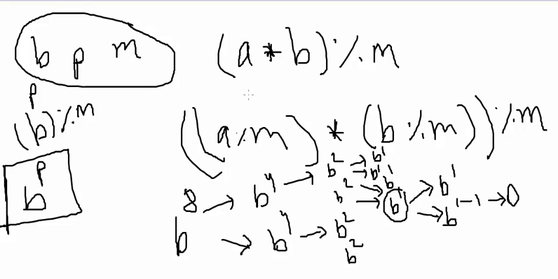And after splitting B to the power P in two parts, we will mod each of them by M, and then we will multiply them, and then we will mod the multiplied result by M. Okay, so let's get into coding.